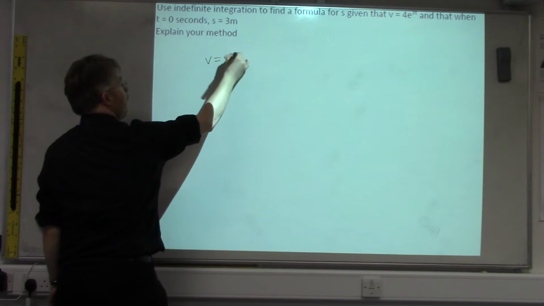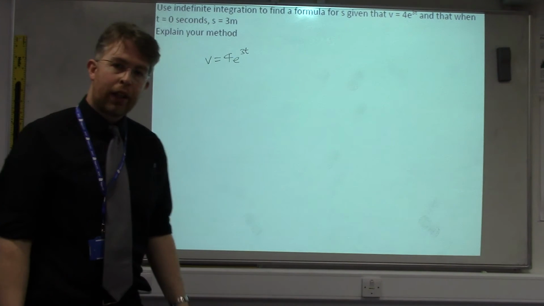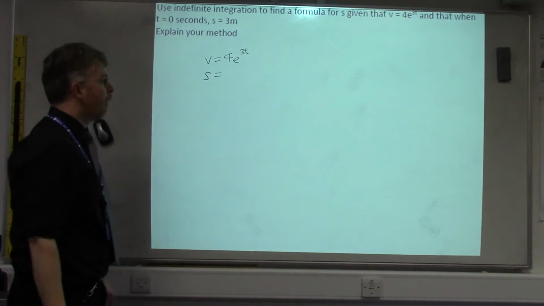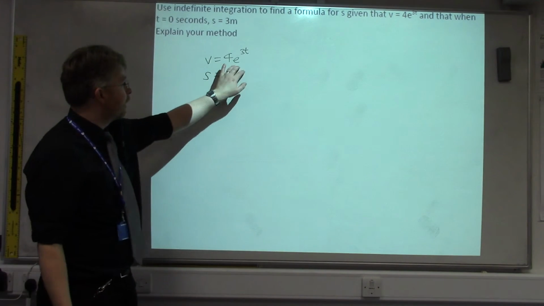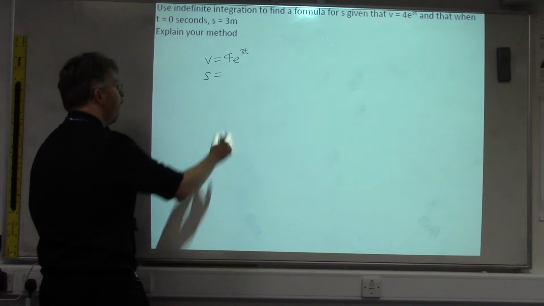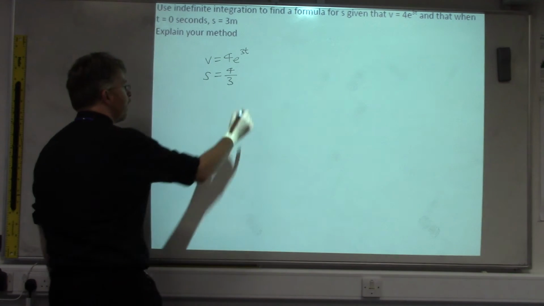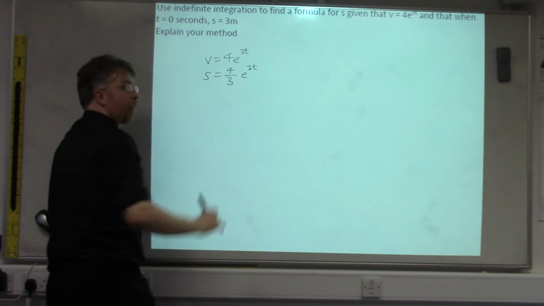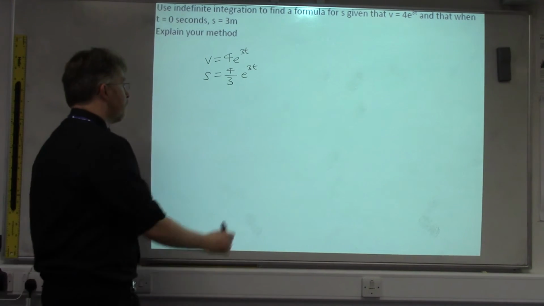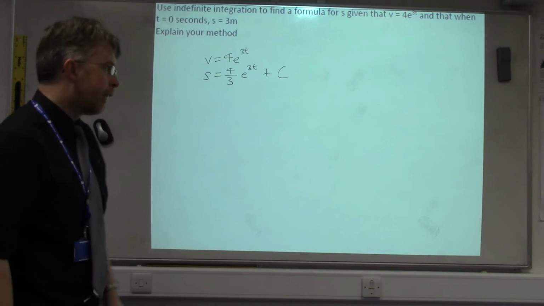So we're starting with v equals 4e to the 3t. I need to integrate to get to s. Now when we integrate an e to the power function, we take the number that's in front of the t and we divide by it. So it's 4 divided by 3. Well, that's it. That's the only difference between the original and the integrated function. As usual for integration, we need to put a plus c at the end.